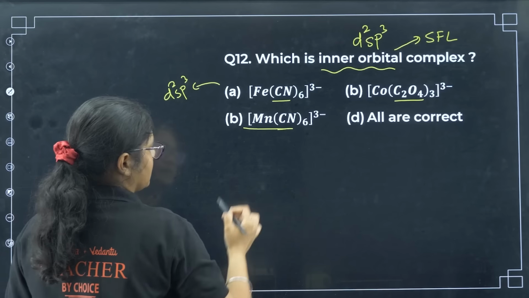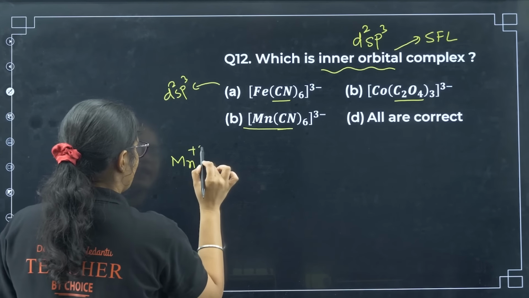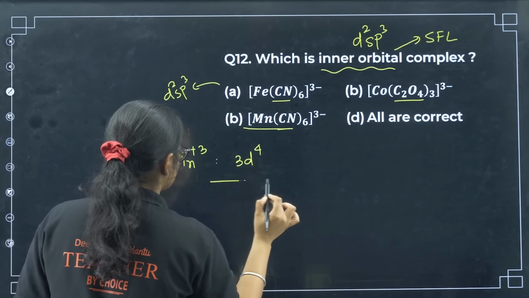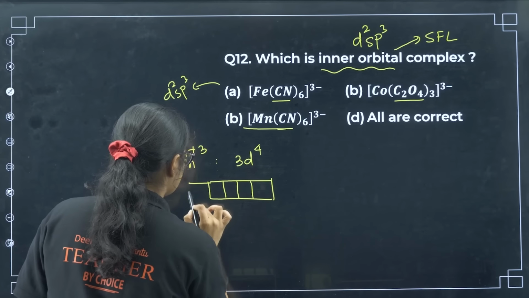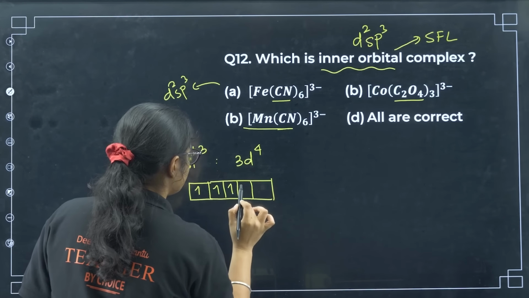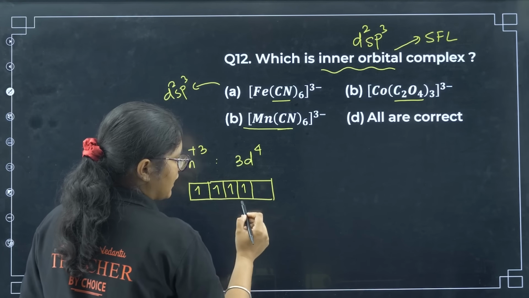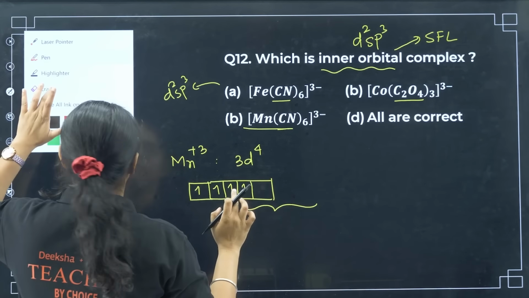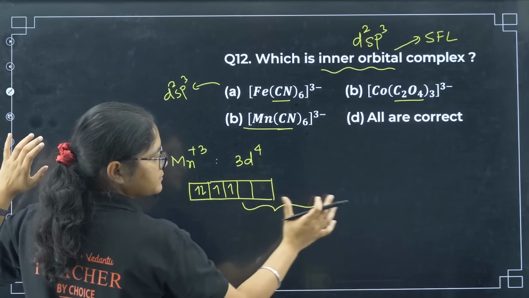Let me check for this one. Here Mn is in plus 3 oxidation state, right? Mn in plus 3 oxidation state is 3d4, right? So if I have this one, 1, 2, 3, 4, okay? So I just need 1 electron. There will be pairing because it is a strong field ligand. So this 1 electron will pair up here, okay, and you will get d2sp3 hybridization.